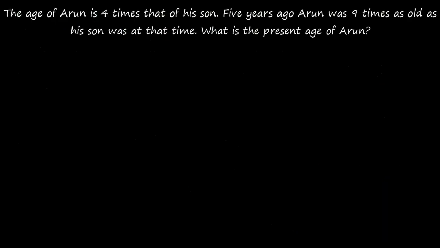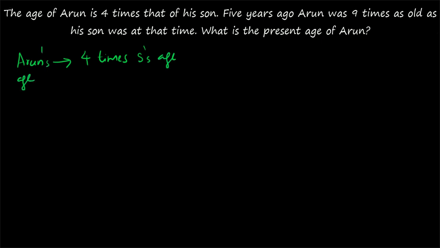Now question number 2. The age of Arun is 4 times that of his son. 5 years ago, Arun was 9 times as old as his son was at that time. What is the present age of Arun? So again the same kind of question. At present, Arun is 4 times that of his son. So Arun is the father and Arun's age is 4 times son's age at present.